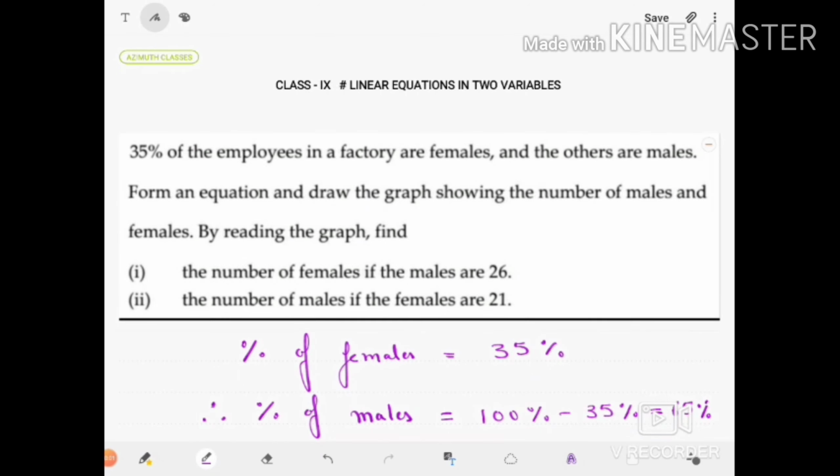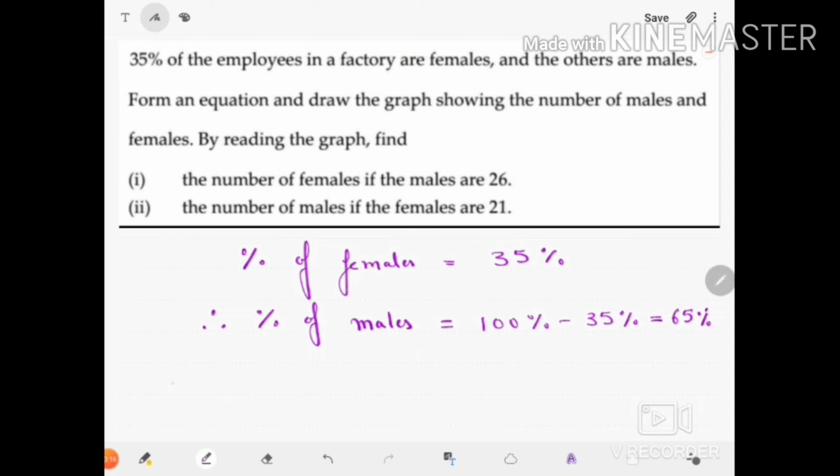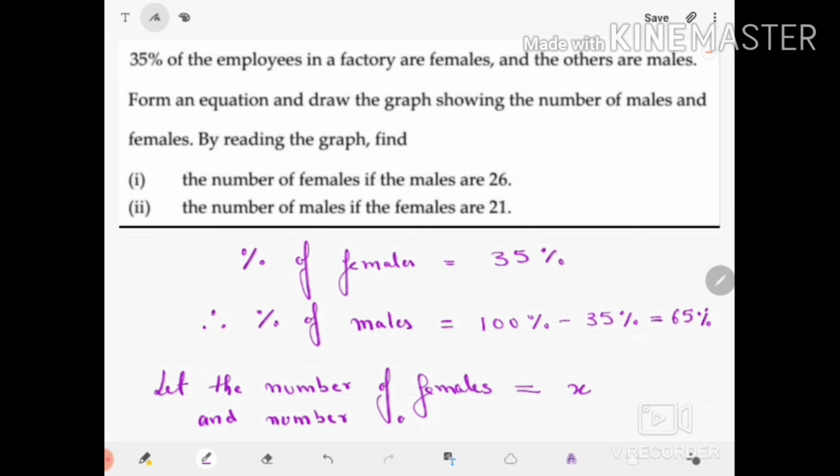Firstly, the percentage of females is given 35%. Therefore, the percentage of males would be equal to 100% minus 35%. That will be 65%. Now, let the number of female employees be equal to X and the number of males be equal to Y.